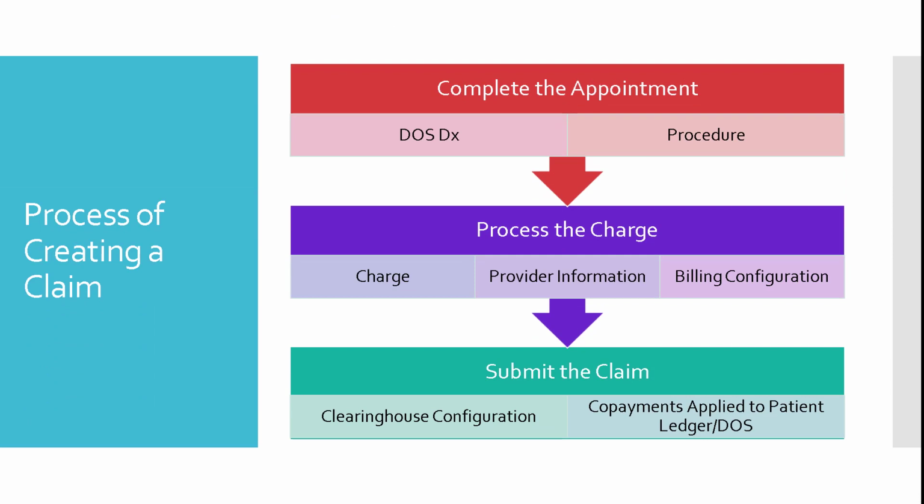In action, the process is straightforward. Complete an appointment, gets the diagnosis and procedure information, and creates a charge. Processing the charge takes the information and bundles it with information about the provider and in your practice management configuration to create a valid claim and to send electronically or to print. Submitting the claim electronically connects by secure FTP to your clearinghouse and sends the claim with no other work from your end.